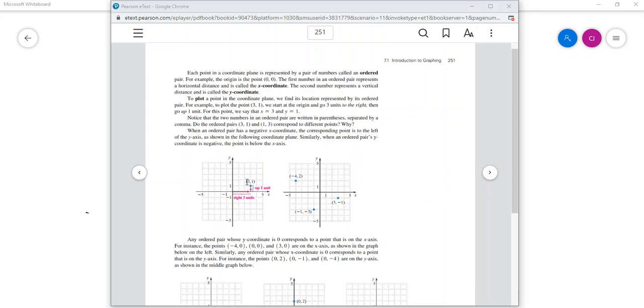So we'll see right here, 3, 1. They had to start in the middle here, 0, 0 at the origin, go over 3, and up 1. Now we're there. -4, 2. Start in the middle. We go to -4, so we go either right or left first. That's that first number. So we go -4, up 2.